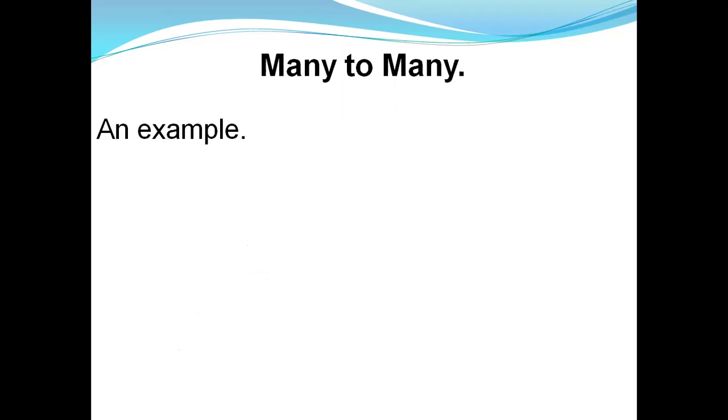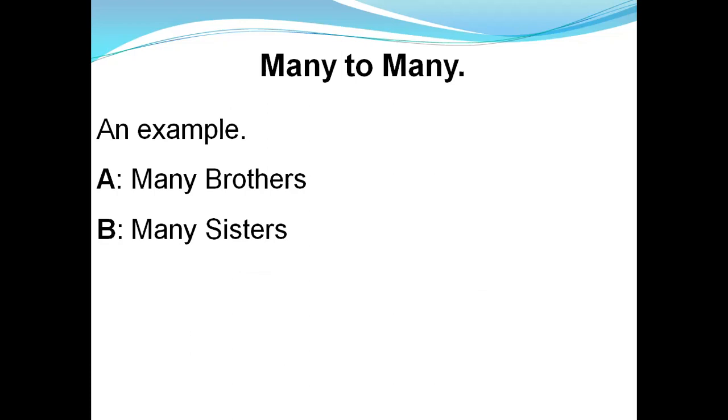We can say that many brothers, many sisters. One brother can have many sisters. Same sister can have many brothers. That's a many to many. So simply here we can say that we have understood the ER model.